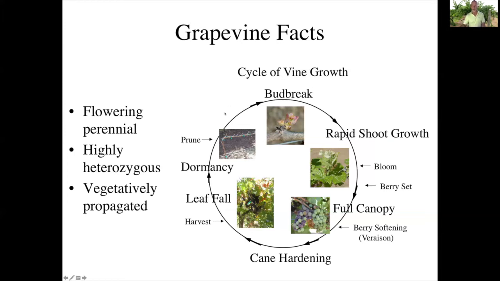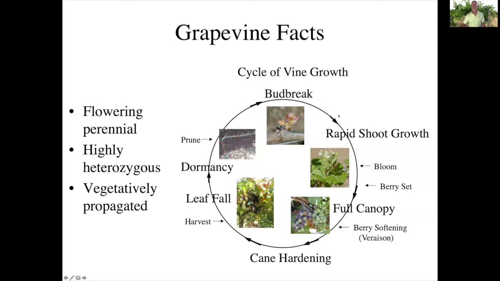Okay, enough of the grapevine facts. Let's talk about the cycle of vine growth. So we already have a propagated vine in the ground. And in the spring, we are going to get a plant coming out of dormancy when the temperatures warm up to 50 degrees or above on average during the day. We're going to get bud break. And so this is just an image of that.